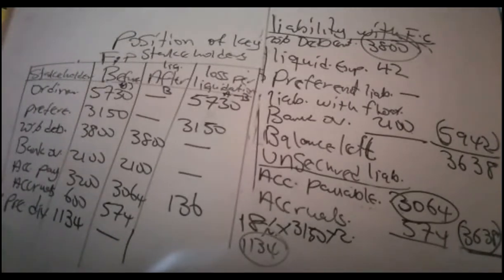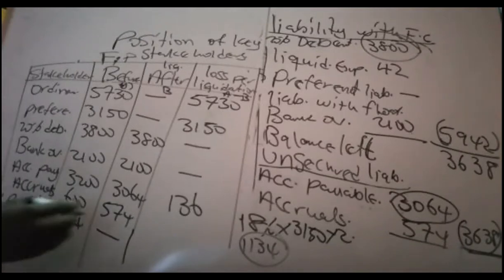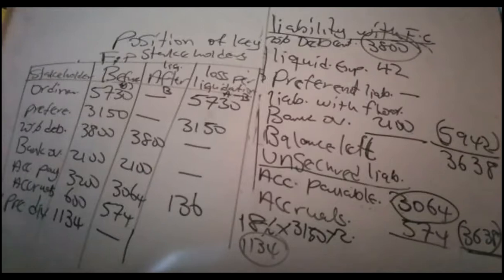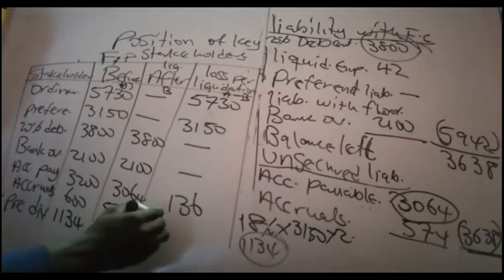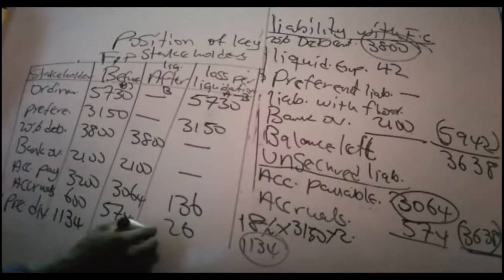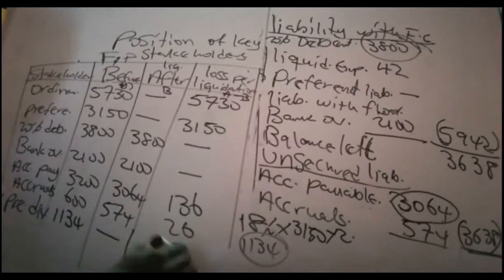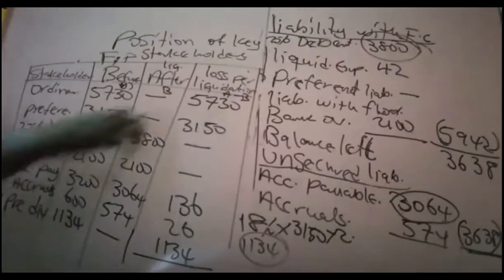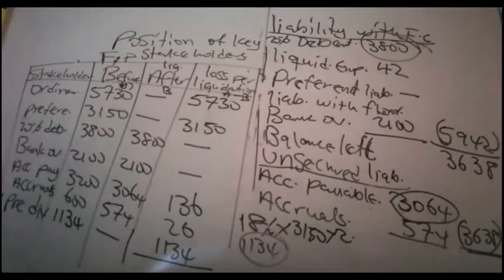Wow, that's so fantastic. Then accruals: 600 and 574. So this minus this will give us 26. If you should liquidate right now, they will lose 26 of their investment. Preference dividend in arrears, they are losing everything. They are not getting anything. 1134. We are done. Put all this together to give us the total loss per liquidation.